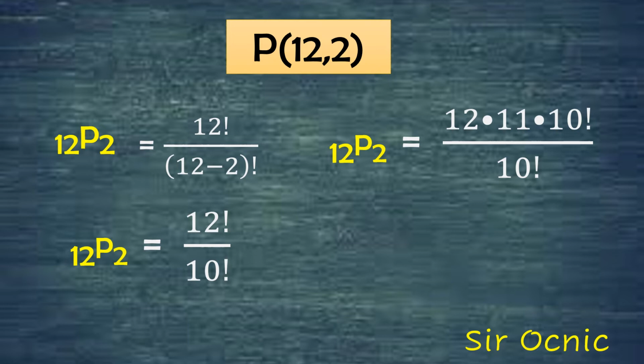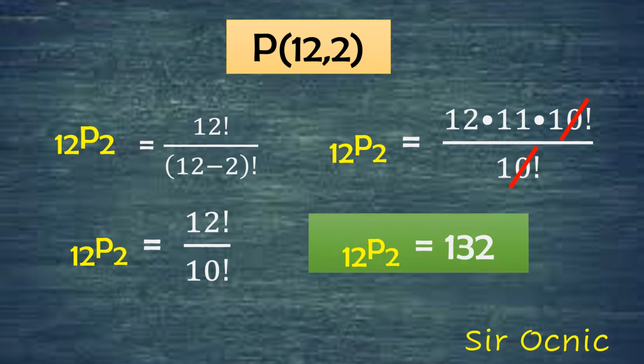We may stop at 10 factorial simply because there is 10 factorial in our denominator. We may now cancel out the common factor between the numerator and the denominator, which is 10 factorial. What will remain is 12 times 11 all over 1, or simply 132. That means that the permutation of 12 taken 2 at a time is equal to 132.